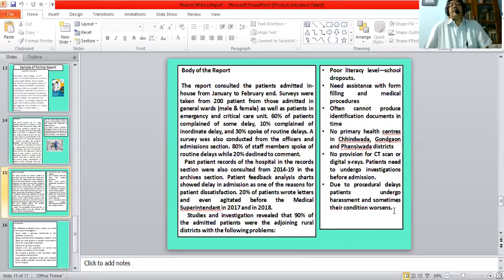This is a brief synopsis of what research has been done in preparing this report. So surveys have been conducted or interviews of patients and officials have been taken. Past records of the hospital in the records section were also consulted from 2014 to 19, so past records of the last 5 years. In the archive section, patient feedback analysis charts showed delay in admission was one of the reasons for patient dissatisfaction.